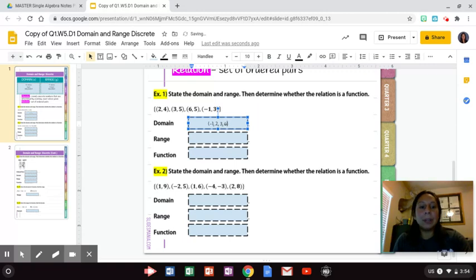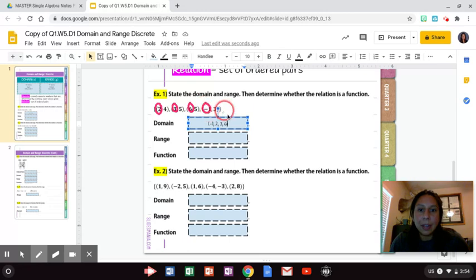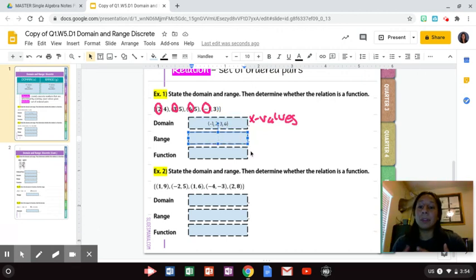If you're wondering where I'm getting these numbers from, I am looking at my X values. So my X's are the first numbers, 2, 3, 6, and -1. Those are my X values for my domain. So all I did was I put them in order from smallest to biggest. Now you always put them in order least to greatest and you don't repeat. So if I had the number more than once, I would only type it in one time.